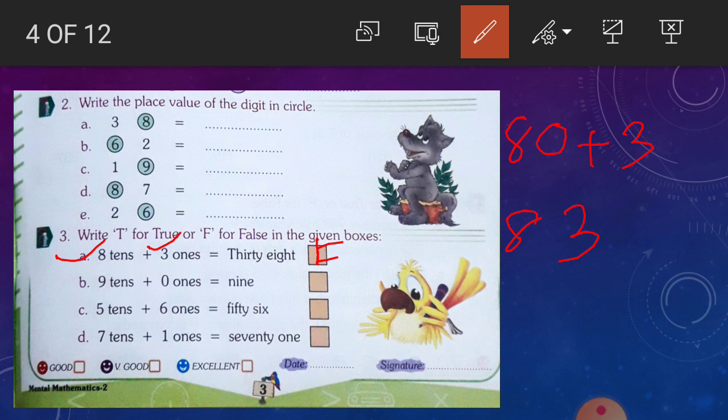Next, 9 tens plus 0 ones equals 9. 9 tens, you know children, 9 tens is 90 plus 0 ones. So the number is 90. 90 plus 0, 90, not 9. So this one is also false. Okay, so number A and B both are false.